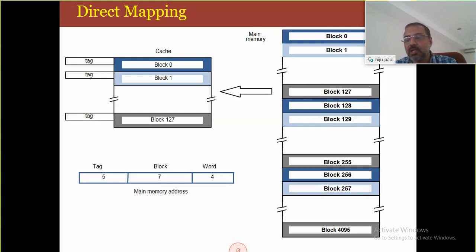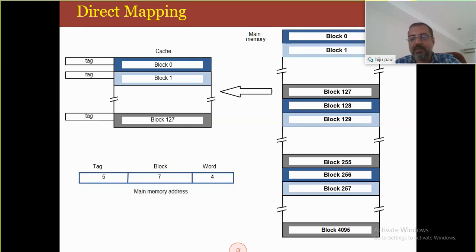Now, block 128 is asked, the content from block 128 is required by the processor. That block 128 can be fitted only in block 0 of the cache, which is already occupied. The entire rest is vacant, but it cannot be fitted anywhere else. The block 0 loaded by block 0 of main memory has to be removed. This is one of the main disadvantages. That's why it is called direct mapping: every block of the main memory is directly mapped to a particular location in the cache.